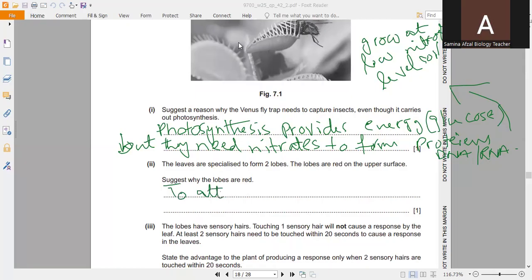So, to attract insects. I have told you the details of why they need to attract the insects, and because the lobes act as a red color lure for them, they are attracted towards them. In this way, when they reach them, they capture them and fulfill their need for nitrates.